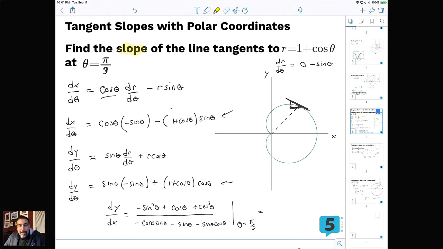I hope that tonight's session provided you a good idea of how to use polar coordinates with finding slopes and areas and graphing.